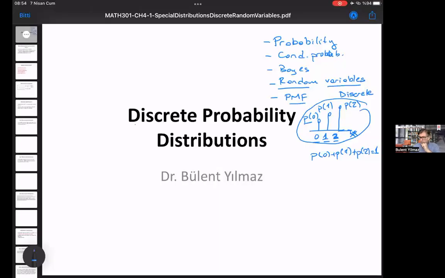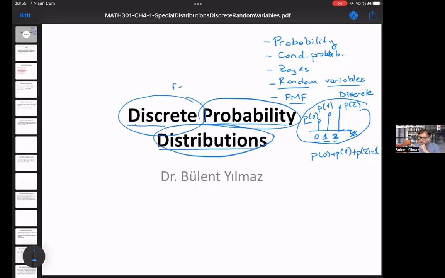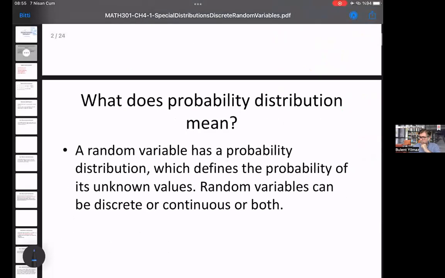Good morning again. Today we will be talking about discrete probability distributions. Okay, we will talk about the probability distributions of discrete random variables. Okay, so discrete random variables. What is a random variable?